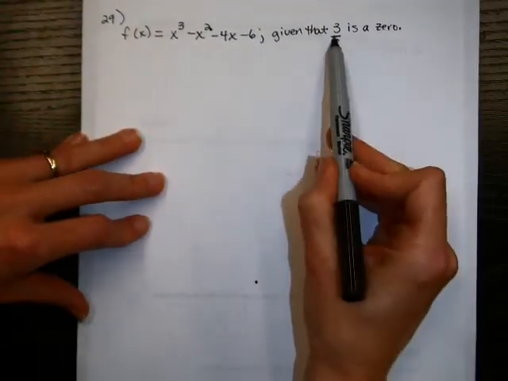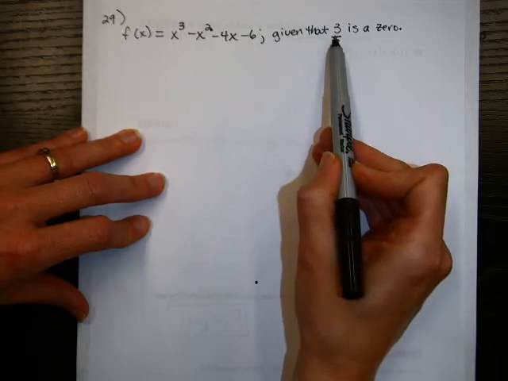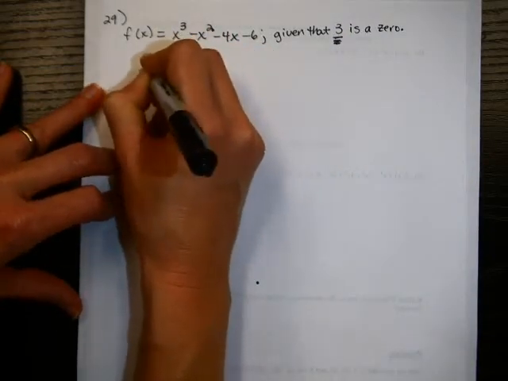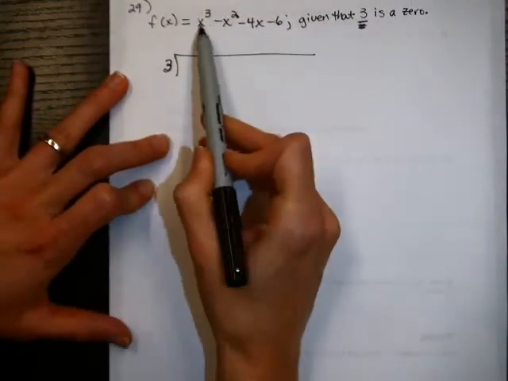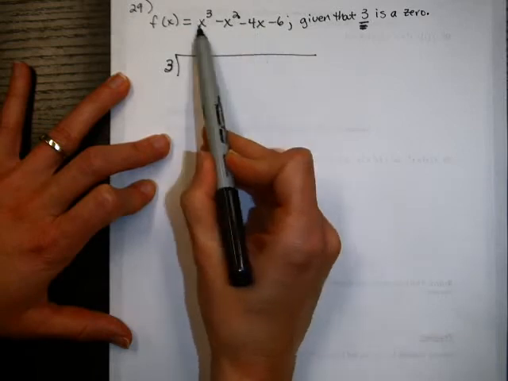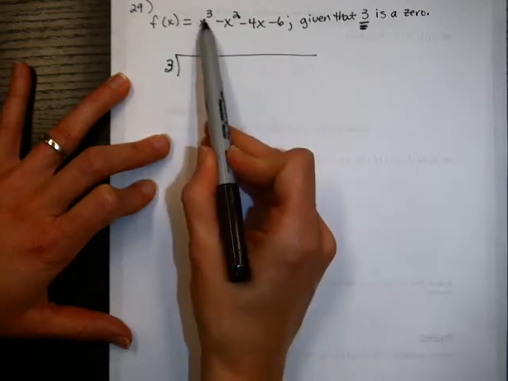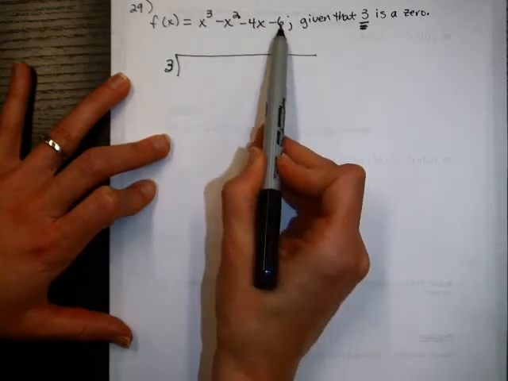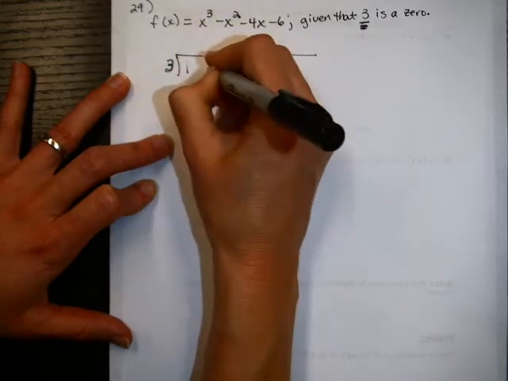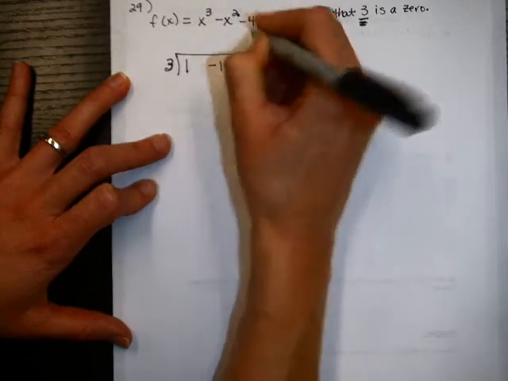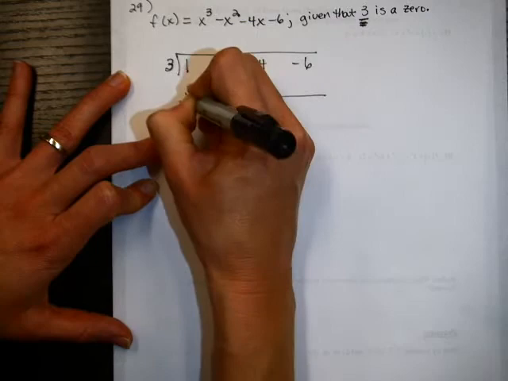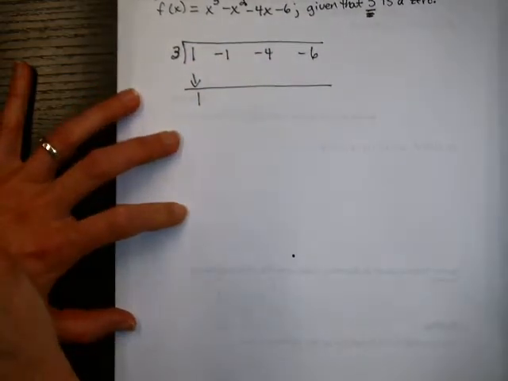So how would I work this one? Well, I'm given that 3 is a zero, so I start with 3 outside the house. And then I look to make sure these are going to be put inside the house, the coefficients of my terms, and I make sure I'm not missing any. So 3, 2, 1, my constant. So there's no skips, so I'm going to put my coefficient of 1, then negative 1, then negative 4, then negative 6. And I'm going to bring down this first number.